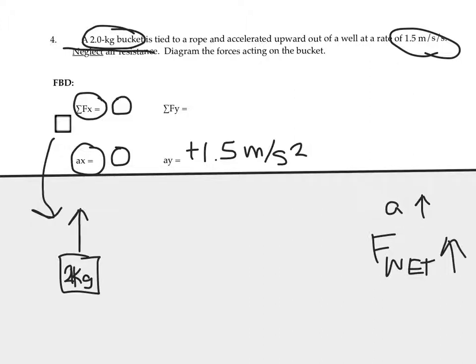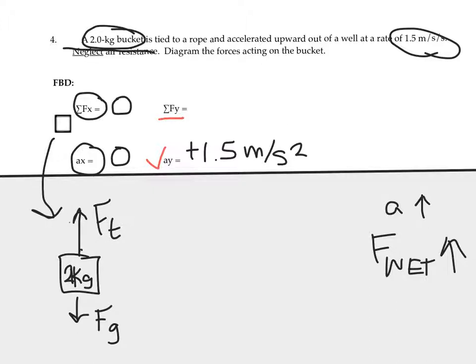That means the force going up is going to be larger than the downward force. I think we can assume the downward force is the force of gravity. And if this is a rope pulling the bucket up from a well, I'm assuming that rope is the force of tension. So let's write that, force of tension. We want to solve for that, and we also want to make sure we solve for the net force, and we already have the acceleration.